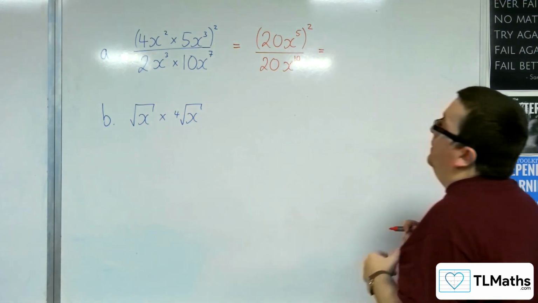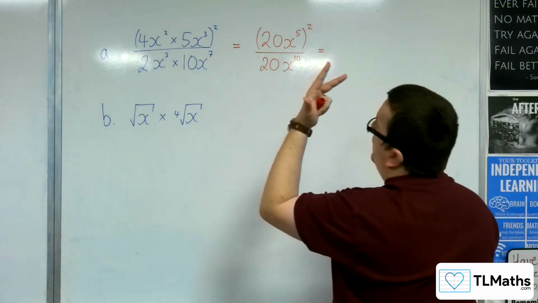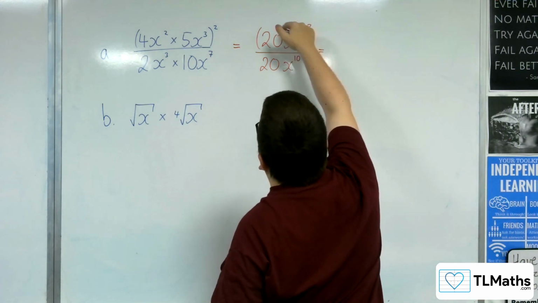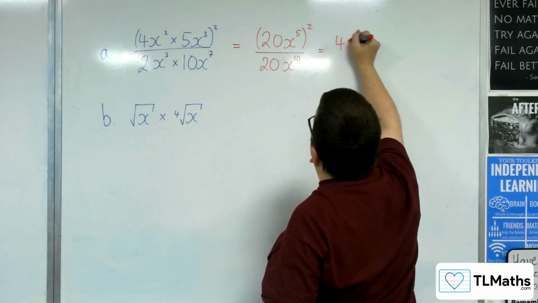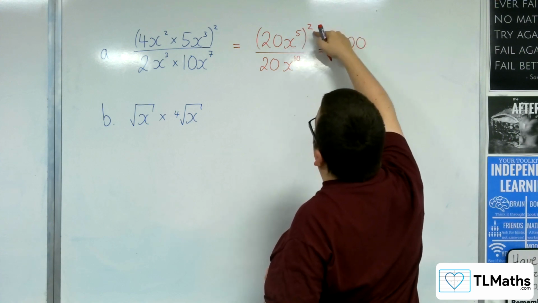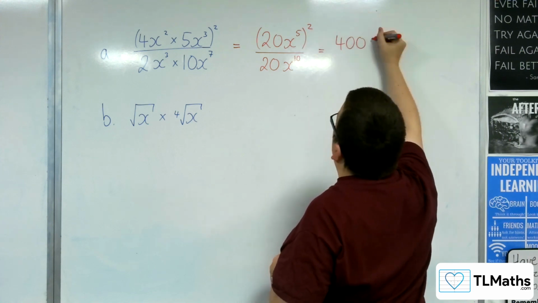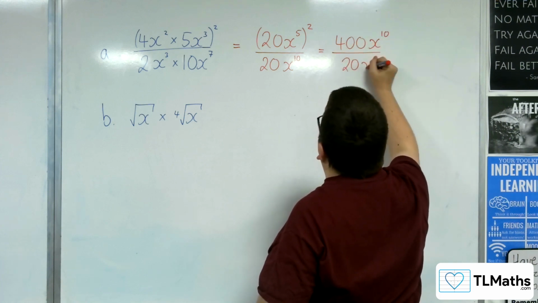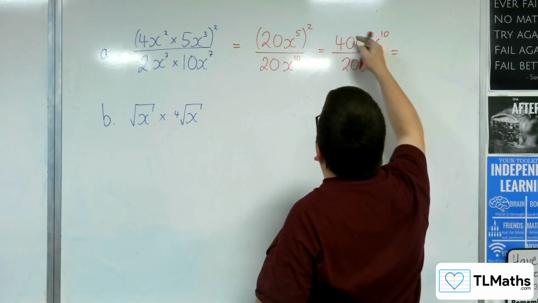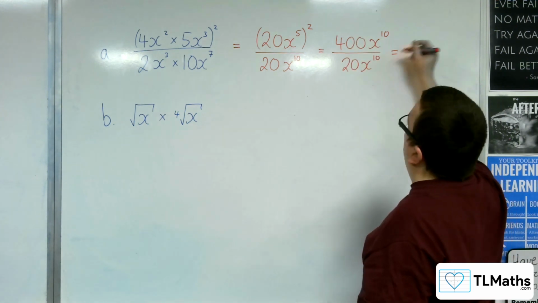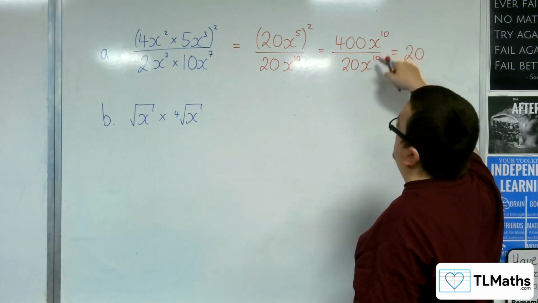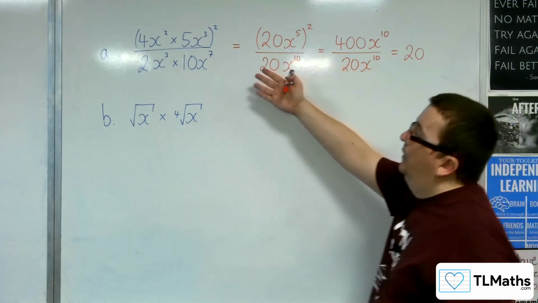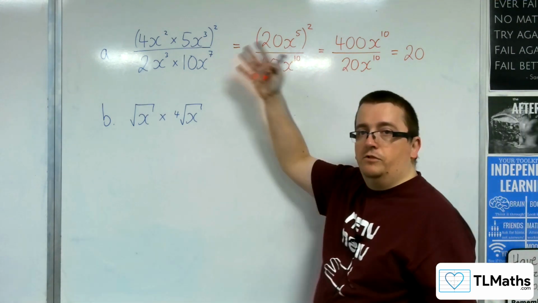So, now if we multiply out the numerator, okay, you've got 20x to the 5 all squared. So 20 squared is 400. X to the 5 to the power of 2 is x to the 10, because the indices multiply. On the bottom, we've got 20x to the 10. So 400 divided by 20, well, it's just 20. And x to the 10 divided by x to the 10 is just 1. Okay? And so this horrible looking thing is actually just 20 in value.